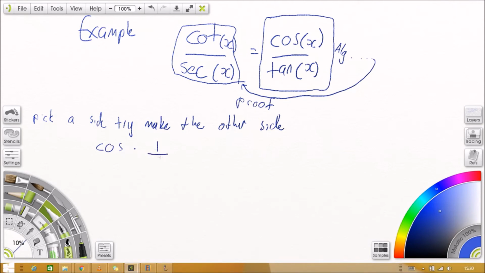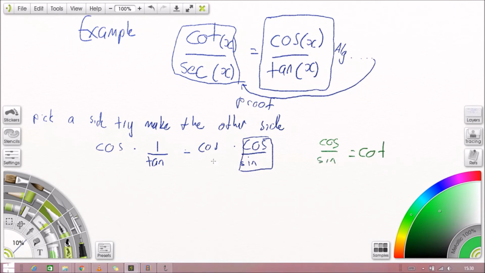So cos over tan is equal to cos times 1 over tan. Nothing too special about that. And tan is equal to sine over cos. So I could rewrite 1 over tan, the flipped reciprocal of tan, as cos over sine. So cos times cos over sine is what I've got at the moment. Cos over sine is equal to cotangent or cot. Now we all know that 1 over tan is equal to cot.